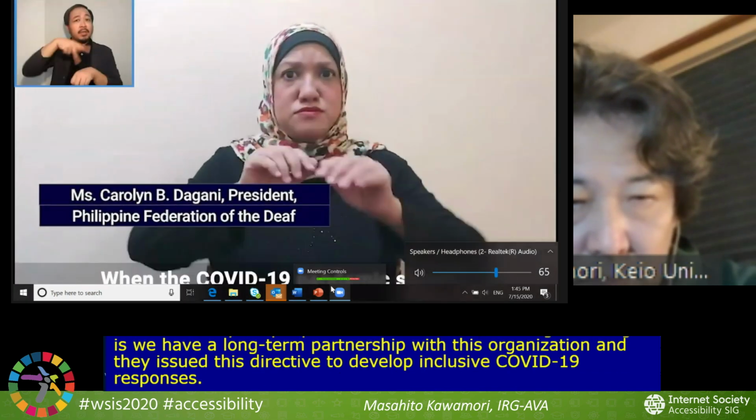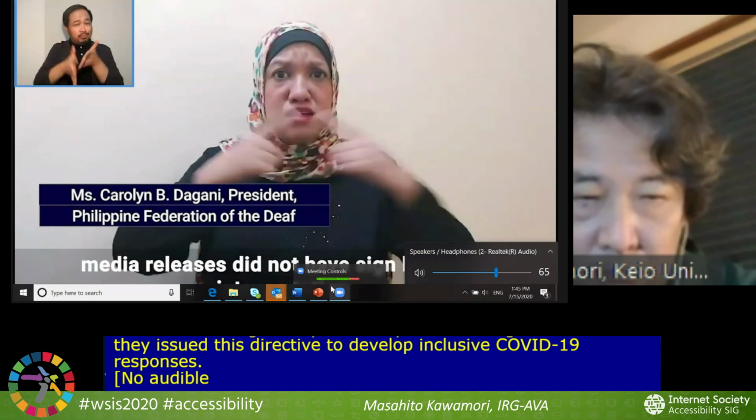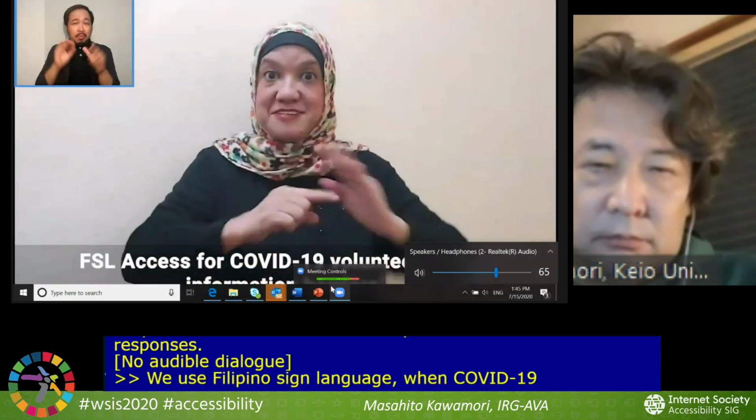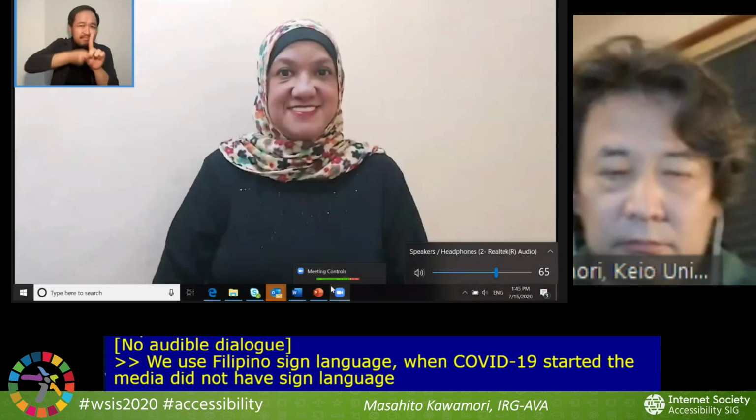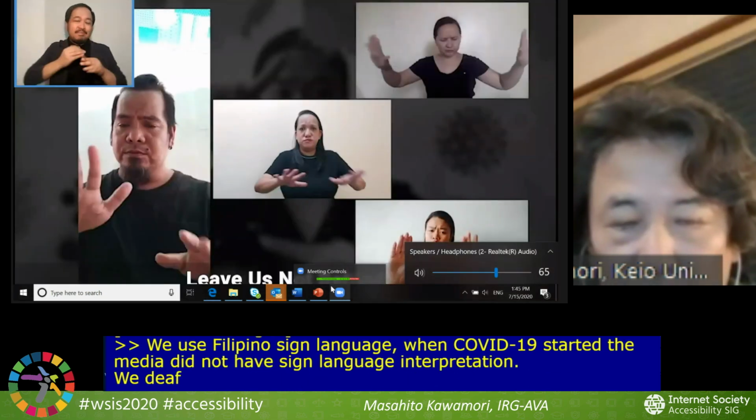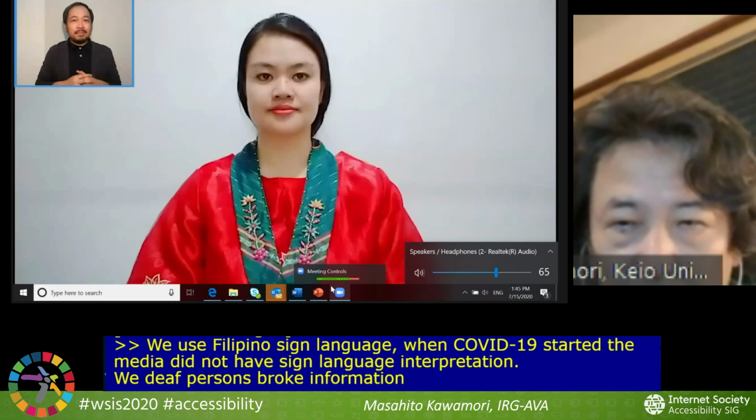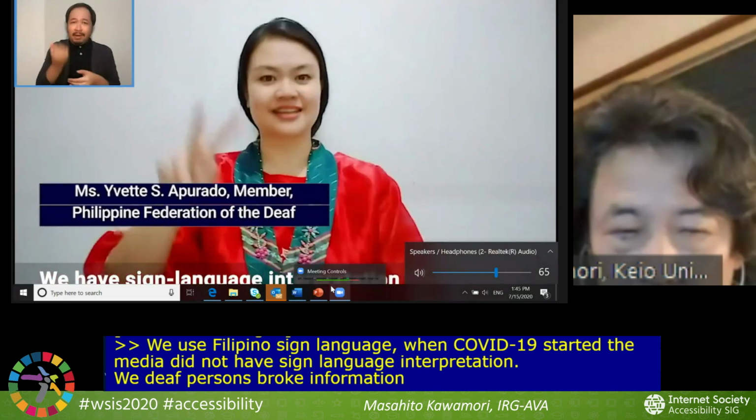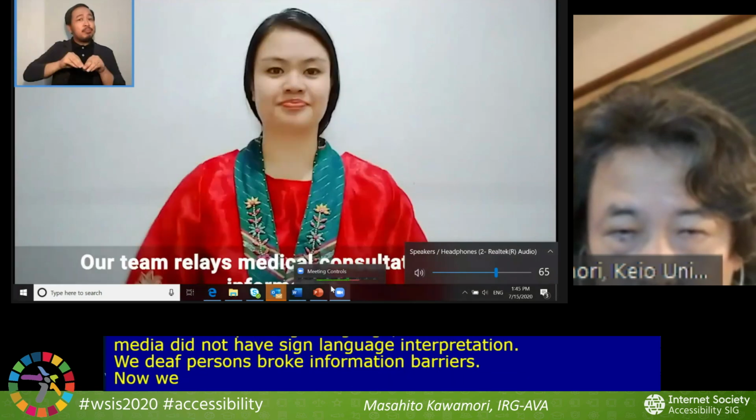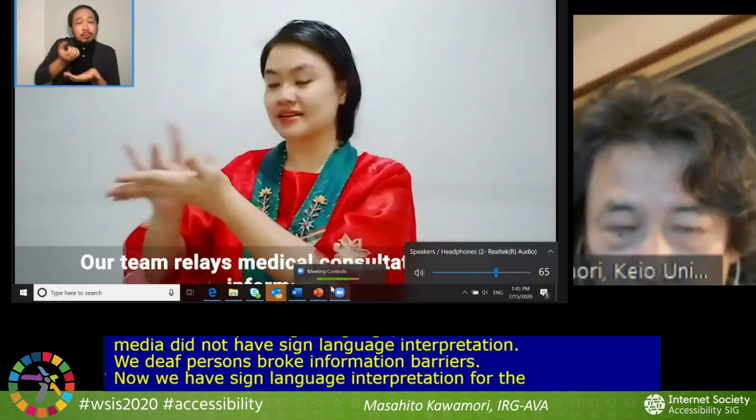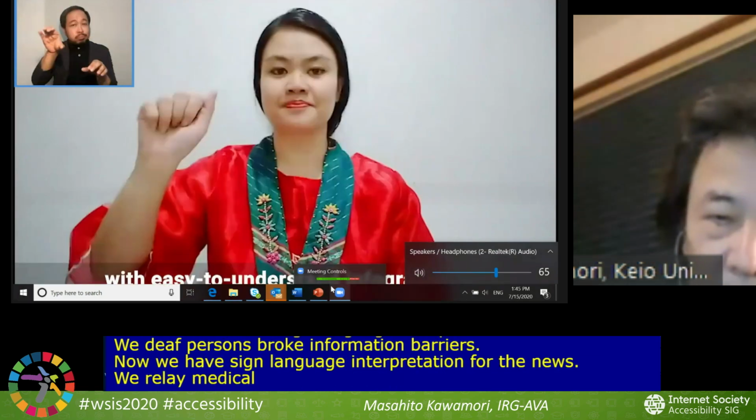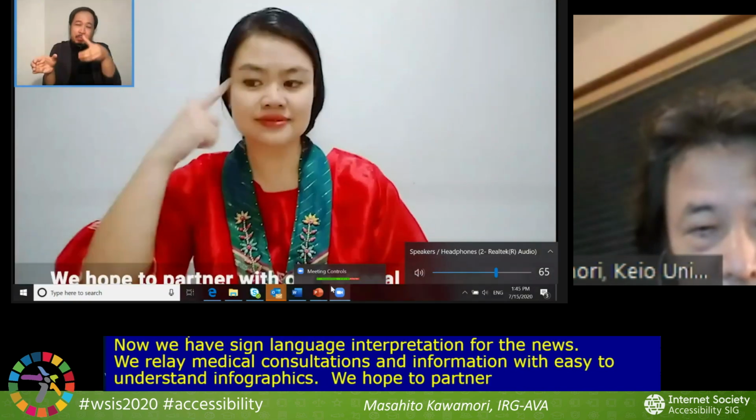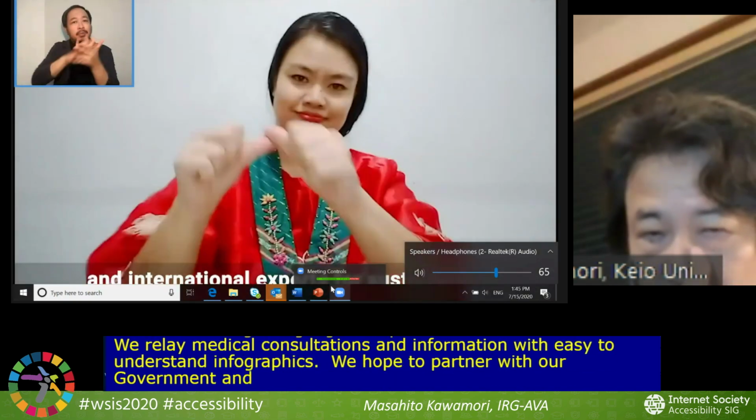We use Filipino Sign Language. When COVID-19 started, the media did not have sign language interpretation. We deaf persons broke information barriers. Now we have sign language interpretation for the news. We relay medical consultations and information with easy-to-understand infographics. We hope to partner with our government and experts for sustainable, accessible sign language communication systems.